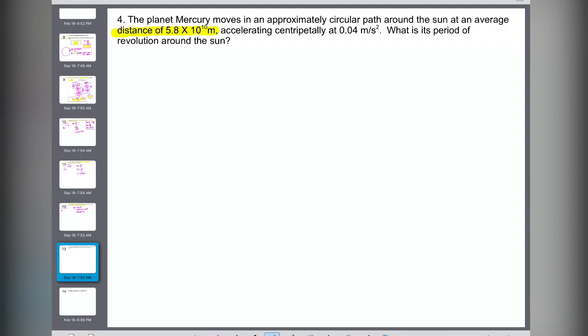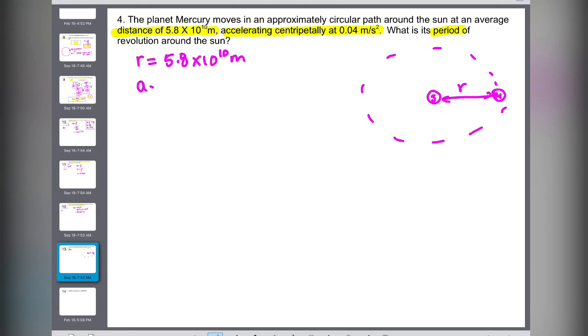The planet Mercury is moving approximately in a circular path around the sun with an average distance of 5.8 times 10 to the 10 meters. That's your radius again. And it is accelerating centripetally at 0.04 meters per second squared. What is the period? So they're looking for T. So how long does it take for Mercury to go around the sun? That's what they're asking you. Okay, so average distance is 5.8 times 10 to the 10. Does it make sense that that's the radius? So if this is the sun and the average distance of Mercury as it goes around the sun, does it make sense that that is the radius of the orbit?